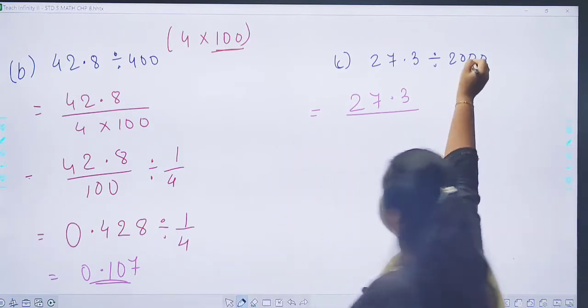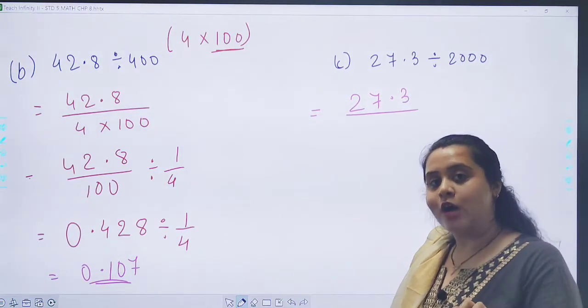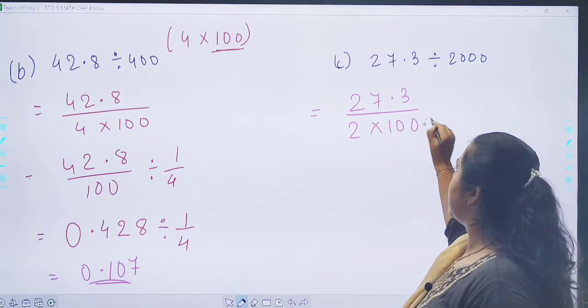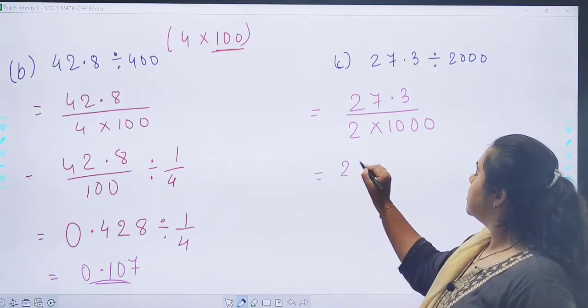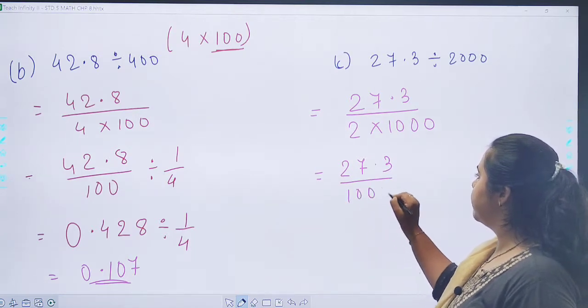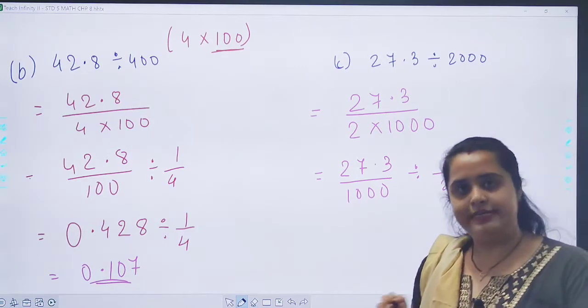27.3 upon 2000 is there. So I can split it up: 2 into 1000. Now I will be separating both. 27.3 upon 1000, divided by 1 upon 2. Done?